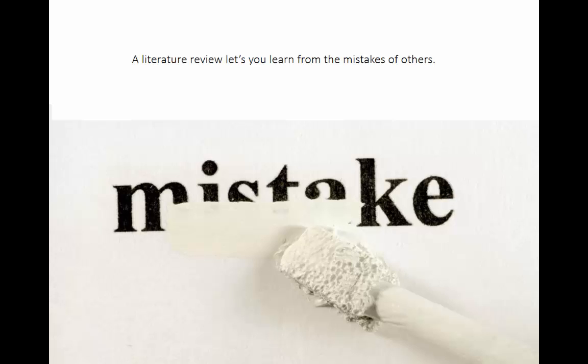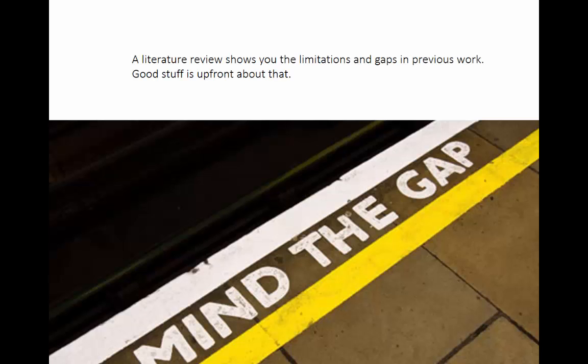Right? So the literature review, by scoping out the literature, by going out and finding the stuff that is relevant for your area, you see not only what others did, but you also see what others did wrong, right? And the kind of mistakes that they made, and this is where your contribution can come in. To then remedy these mistakes, to move forward, to add to the debate. As I said, a literature review shows you the limitations and gaps in previous work, and the good papers are upfront about that. They don't try to hide that, right?